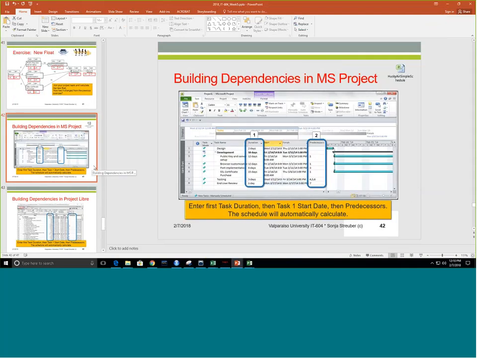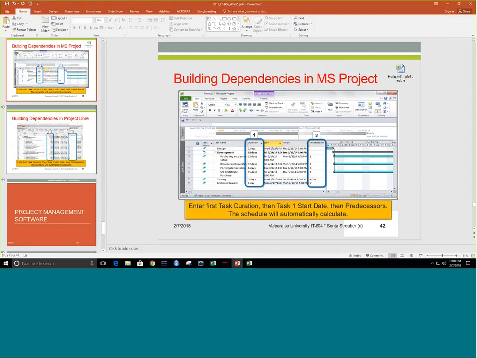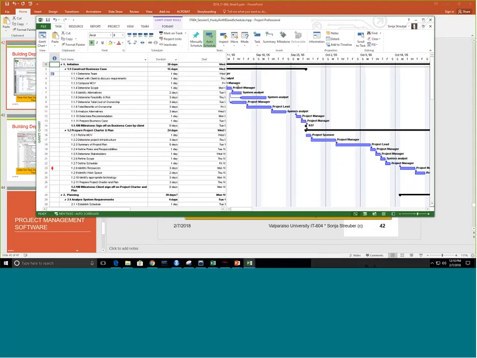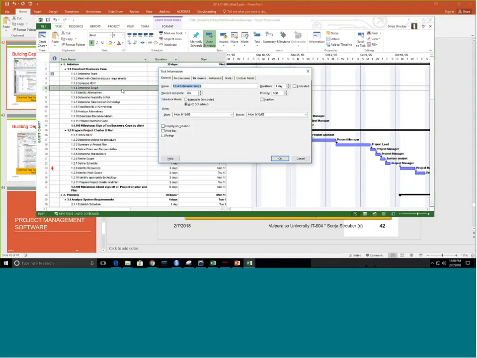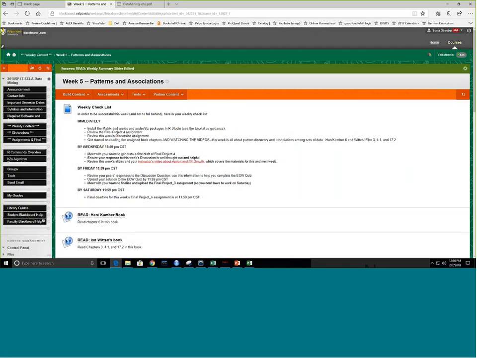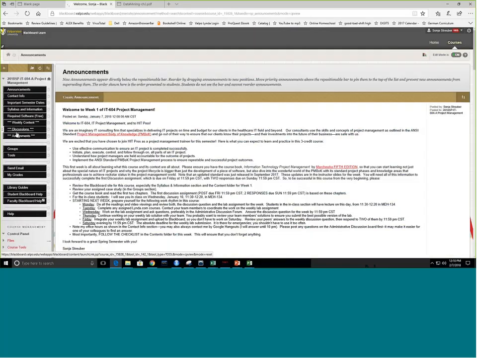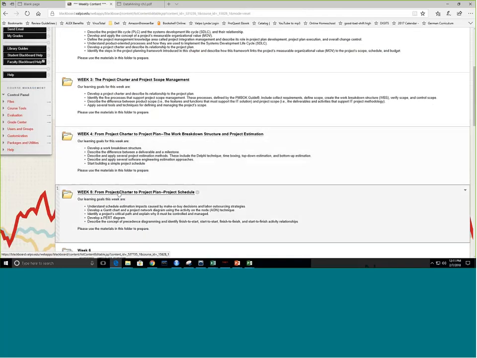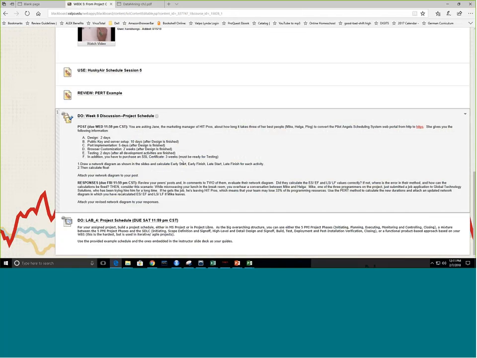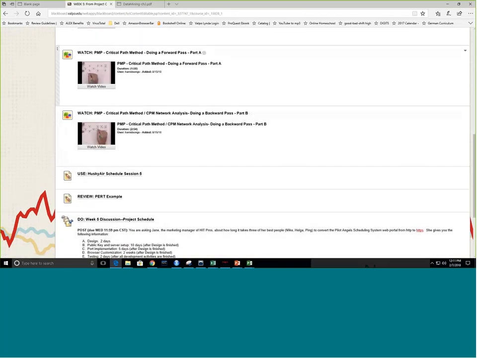So how do you do that in Microsoft Project? Well, in Microsoft Project, what you do is you build predecessors, and that's what I'm going to show you right now. So if you open a task, I just opened here the Husky Air WBS schedule, which is in your weekly content file right here. There you go. And the PERT example, by the way, is right there.